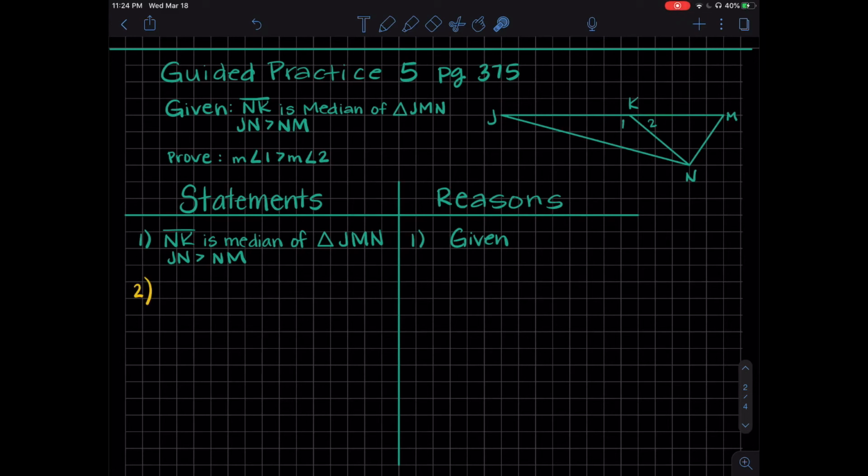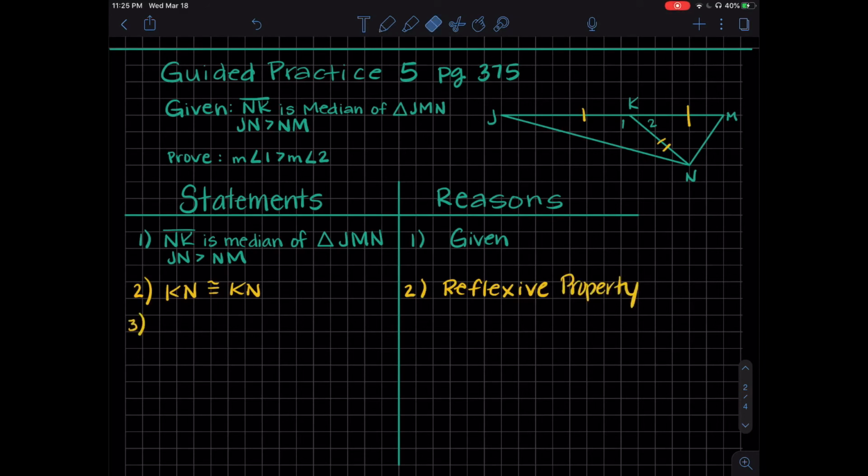So that means that JK is congruent to KM, and then we know that KN is congruent to KN by the reflexive property. So let's go ahead and state that. So we have KN is congruent to KN by reflexive property.